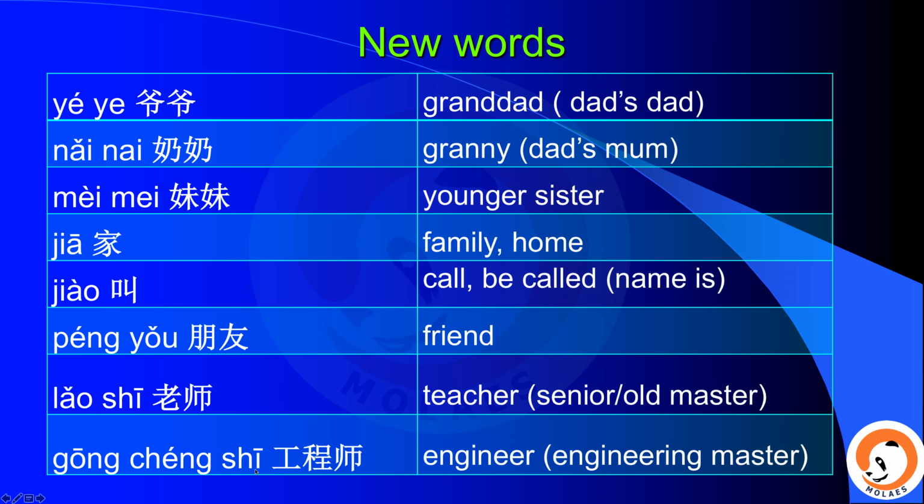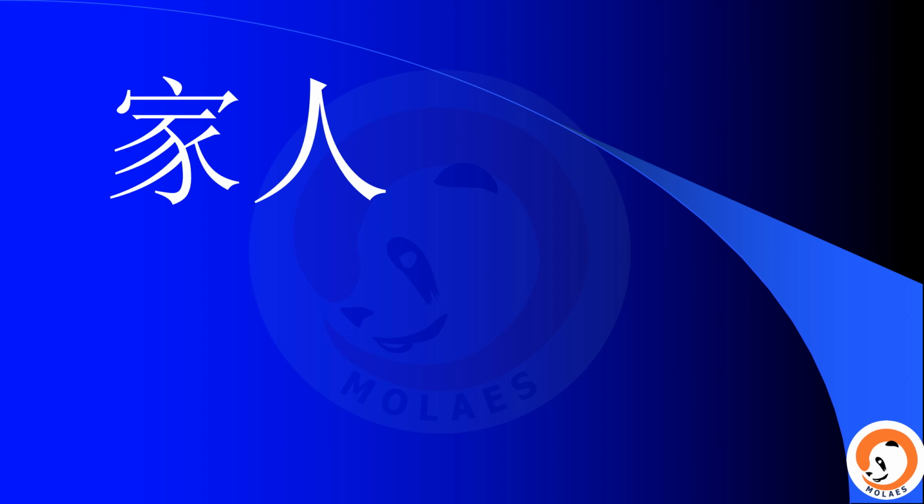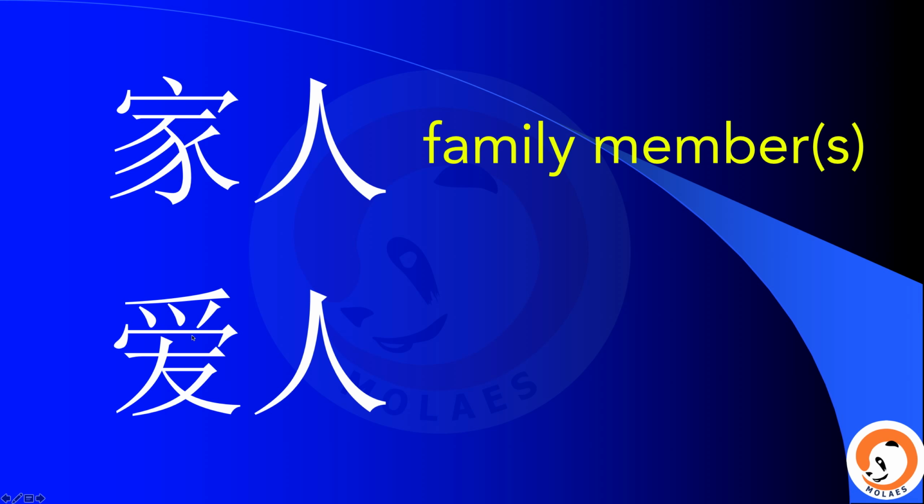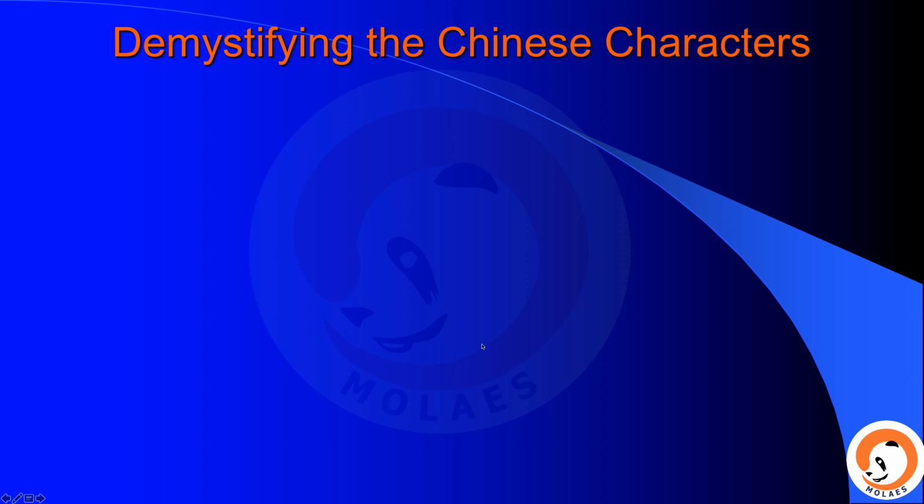工程师. Now let's create more words. We learned 家 family, home. 人 is a person, so 家人 is a family member. 爱 I love, so 爱人 is spouse or lover. 家人, 爱人.